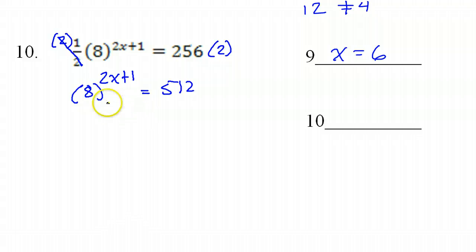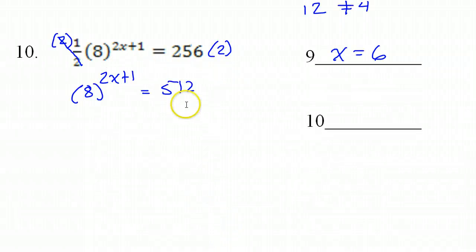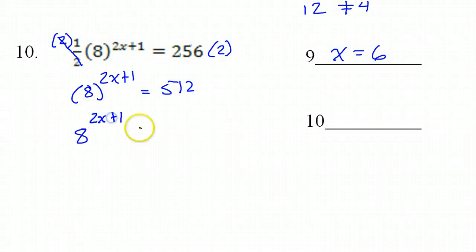Alright, now just like before, we need like bases. See the 8, see the 512, look at your chart. Both of these are base 8. Alright, so 512 is 8 to the third power. So let's do that. So I've already got my base 8. So 8 to the 2x plus 1 power, and this is 8 to the third power.